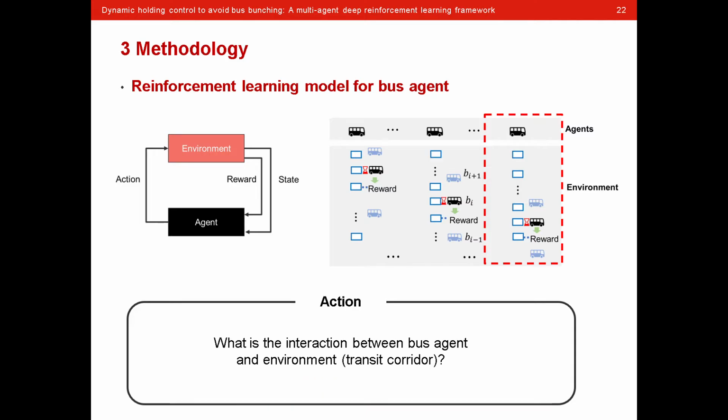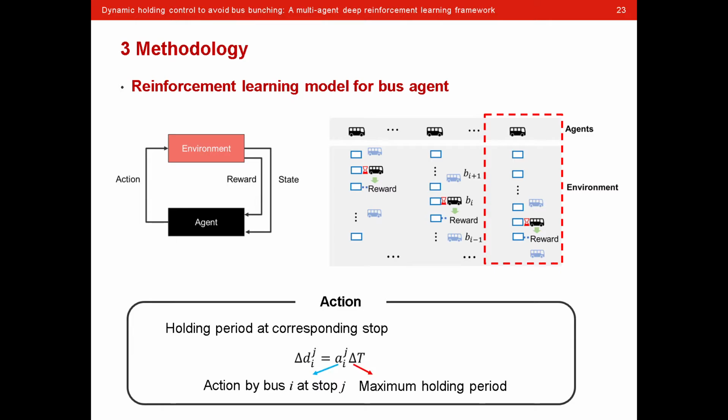So what is the action? The action here is the interaction between the bus agent and the environment. Specifically, it is the holding period at the corresponding stop. That's this in our paper. This is the action by bus i at stop j, and this is the maximum holding period. So the multiplication of these two items will result in a holding period. That is what the agent will actually apply in the system.